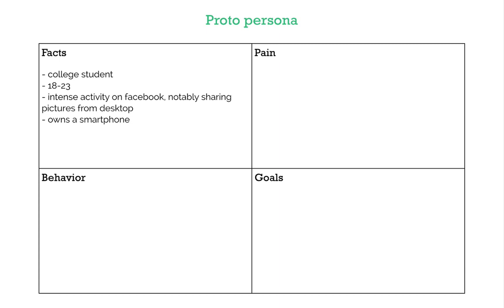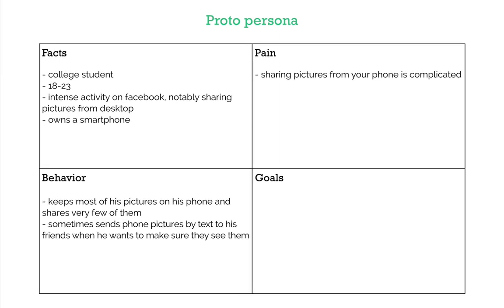Facts are factual relevant information about the user. Defining this also allows us to know exactly who we want to interview. Pain is the problem hypothesis, so for now we don't need to give too many details. Next up is the behavior that the user currently exhibits because he doesn't have our solution. So he keeps most of his pictures on his phone and shares very few of them, and he sometimes sends pictures with his phone by text to his friends when he wants to make sure they see them.